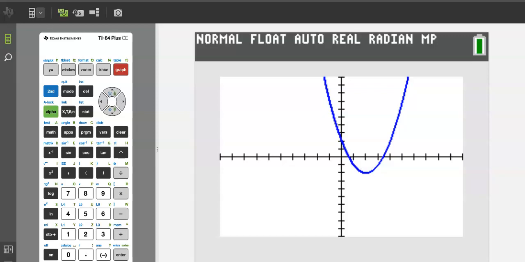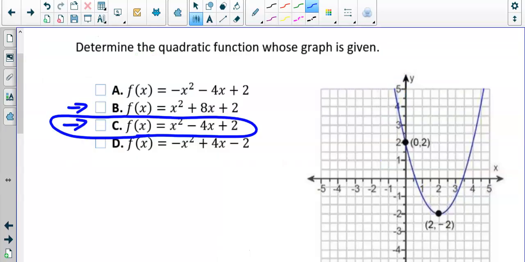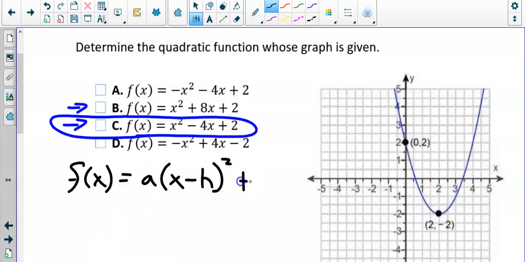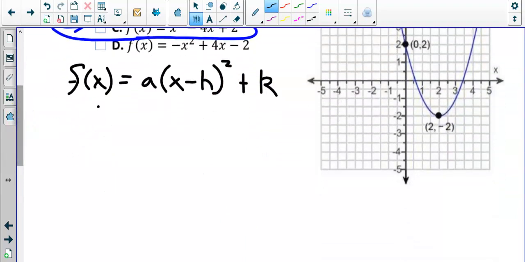Now, you can do this by hand, algebraically. In class, we talked about that we can use what we call vertex form. Remember, vertex form looks like this. A, x minus h squared plus k. Because remember that the vertex is in the form h comma k.